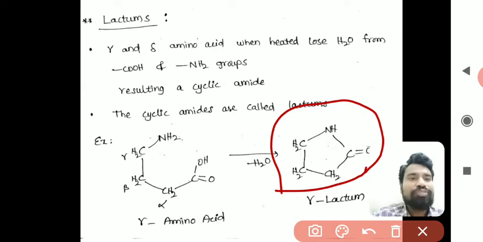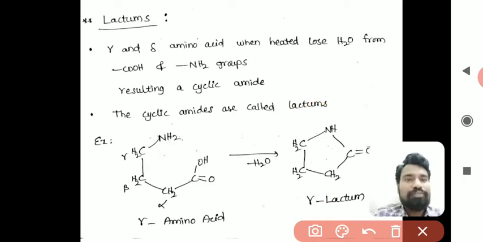This kind of cyclic amide is called a lactam. Cyclic amides are called lactams. Gamma and delta amino acids form lactams. When a gamma amino acid forms a lactam, that is called a gamma lactam. When a delta amino acid forms a lactam, that is a delta lactam. Cyclic amide formation takes place when these are treated with heat.